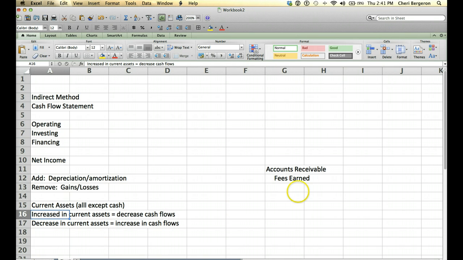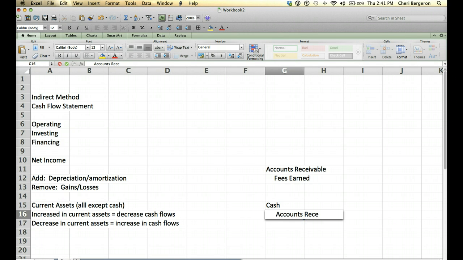Let's look at the decrease. So let's say that we had more decreases. We would look at the transaction would look like this. This transaction would decrease accounts receivable. Did it affect net income? No. But was cash affected? Yes. So to reconcile net income to our cash flows, we would need to increase cash. So that's why if we have a decrease in current assets, we have an increase in cash flows.